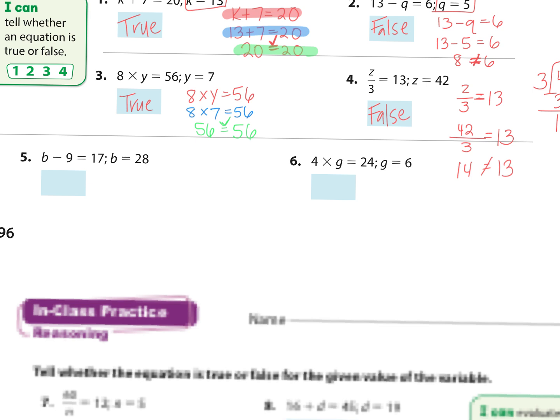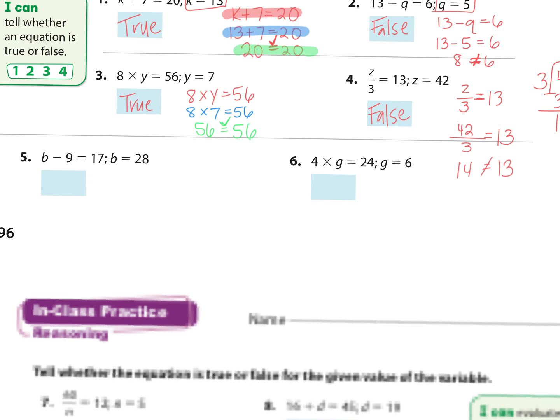If you only wrote true and you didn't show your work, that's not what I'm asking you to do. I'm asking you to write out each step because we are developing good habits now. I should see all 3 of those steps. Original equation, equation with the variable replaced with the value of it, and then the answer.